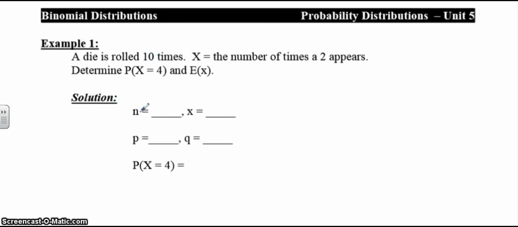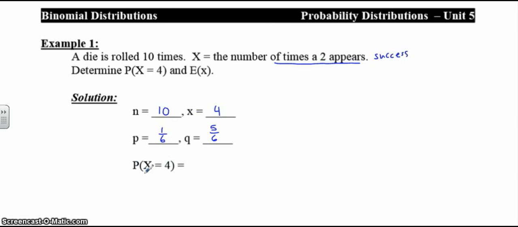So n is the number of trials, which is 10. X is the number of successes we're interested in, which is 4. P is the probability of a success. So this here is a success. So the probability of rolling a 2 is 1 over 6. And the probability of a failure is not rolling a 2, so that would be 5 over 6.